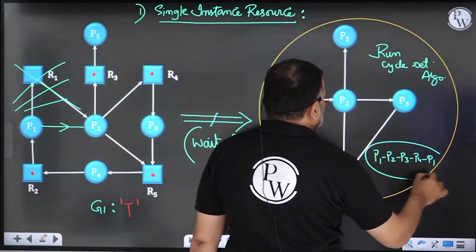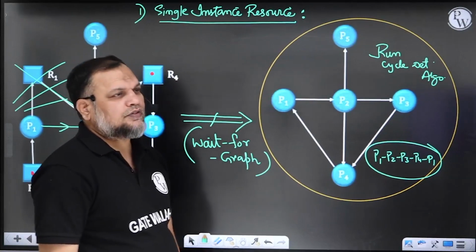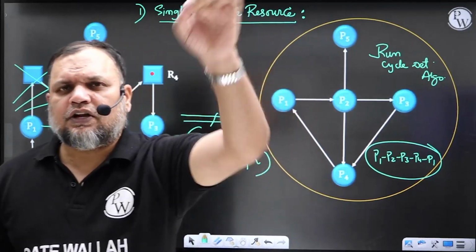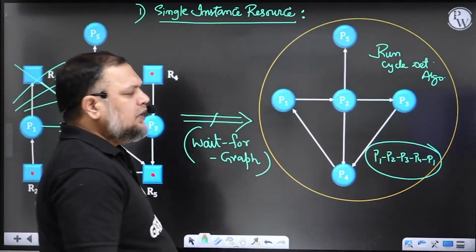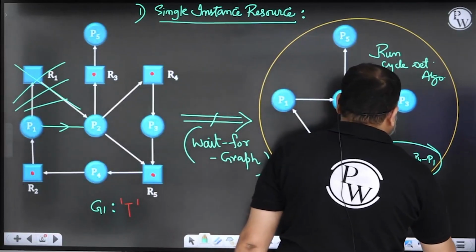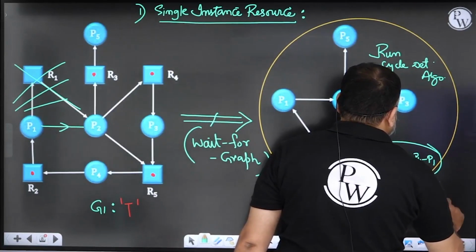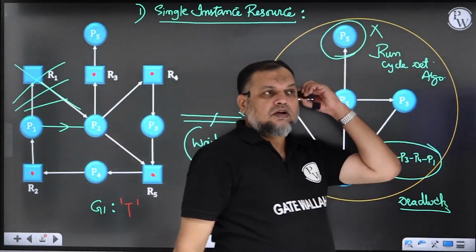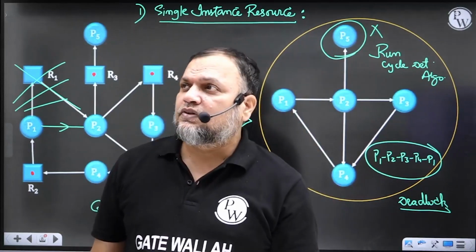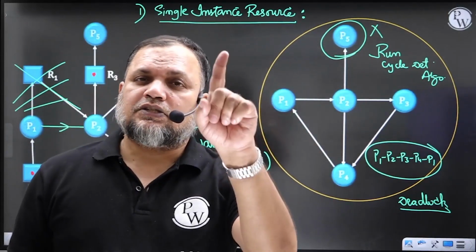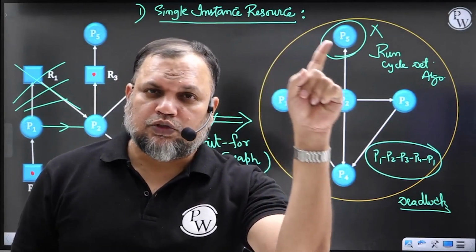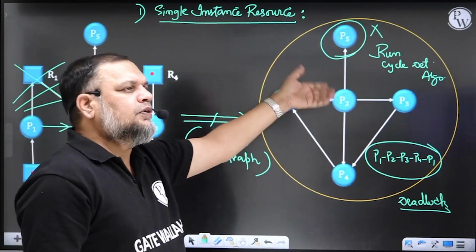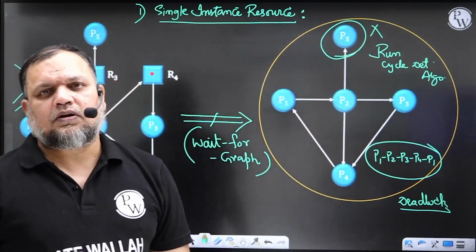The largest cycle indicates the number of blocked processes, the number of deadlocked processes. So a cycle in a resource allocation graph having single instances is a necessary and sufficient condition for deadlock. It means these 4 processes are in deadlock. P5 is not in deadlock. Remember this point: whenever deadlock happens in the system, it is not necessary that all processes of the system should be in deadlock. Only a subset of them, like in this case, P1 to P4 are in deadlock, and P5 is not.